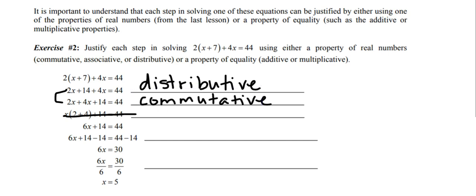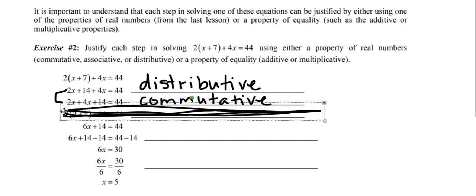Now we're going to cross out this step because this is just doing one extra step that you don't need to do. So then how do we get from this step to this one? How do we get from 2x plus 4x plus 14 equals 44? Well, that would be combine like terms. So that's something you can write in there if you would like.